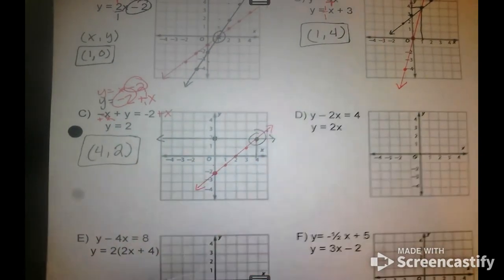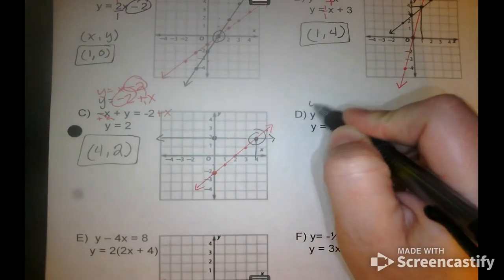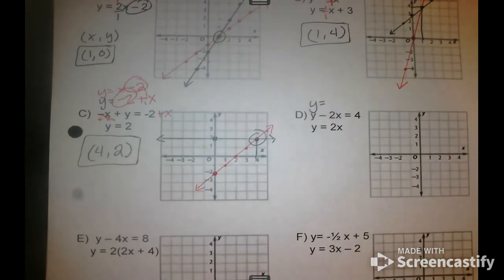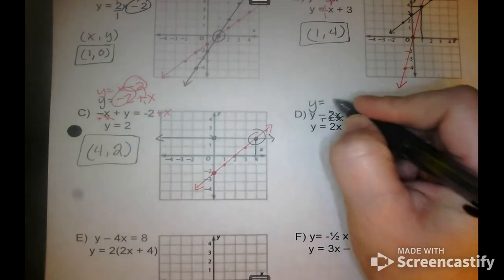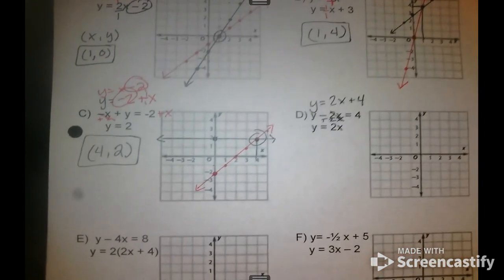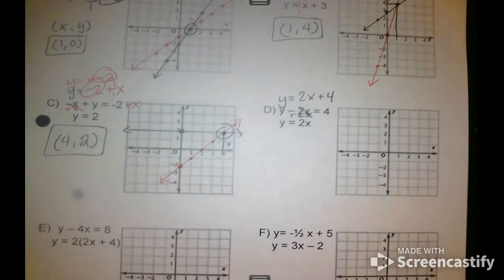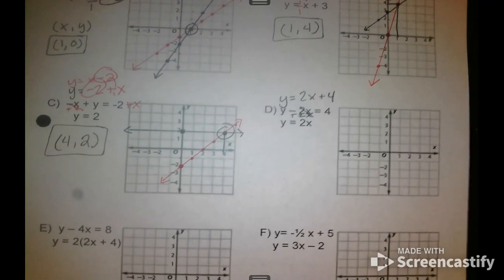How do you get the y by itself over here? Add what? No, not subtract. You are going to add because that's minusing 2x, so I need to add 2x. So that's 2x plus 4. Okay, I want you to try to graph that one on your own, both lines. I did the hard part for you.